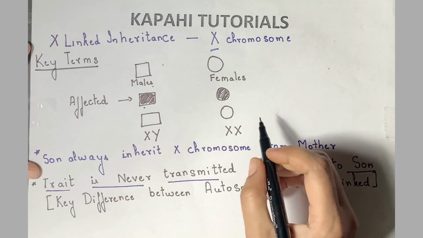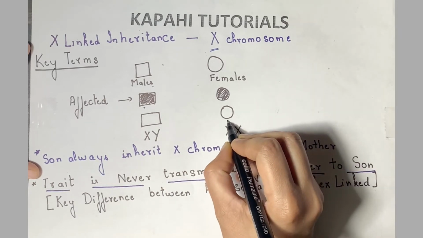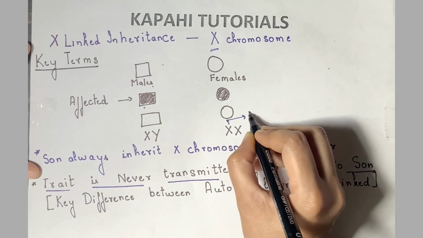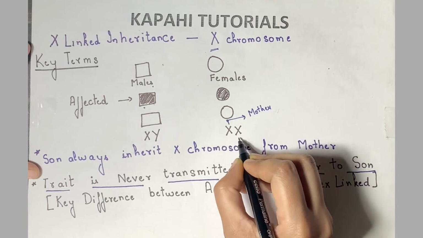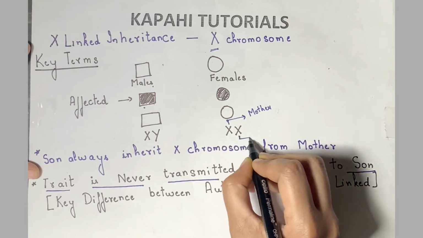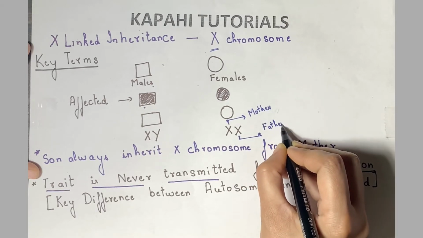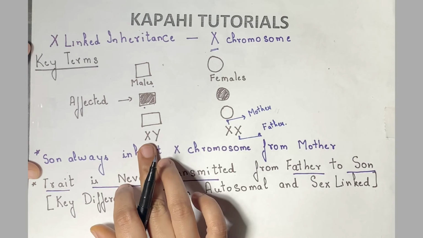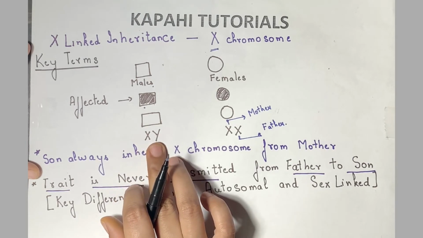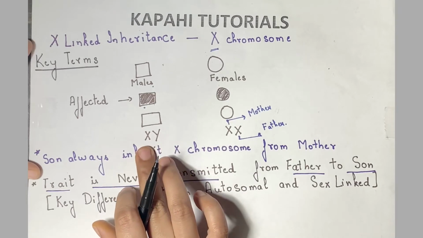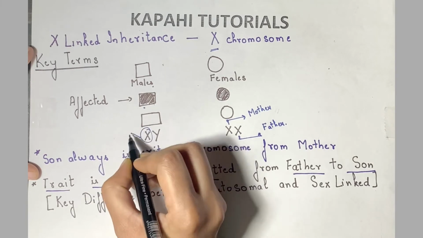Now, females have 2 X chromosomes. 1 X chromosome is inherited from the mother, while the other X chromosome is inherited from the father. Males have 1 X chromosome and 1 Y chromosome. The X chromosome in males is always inherited from the mother.